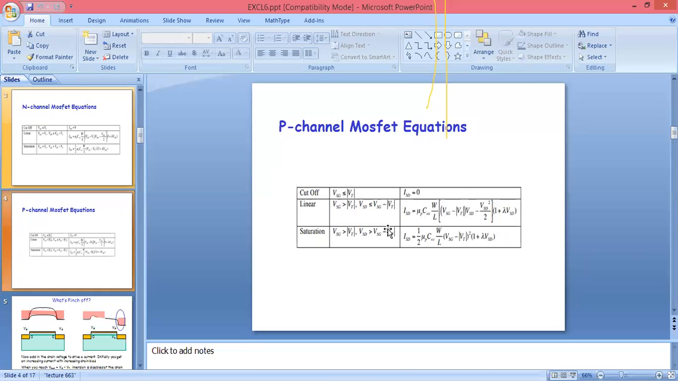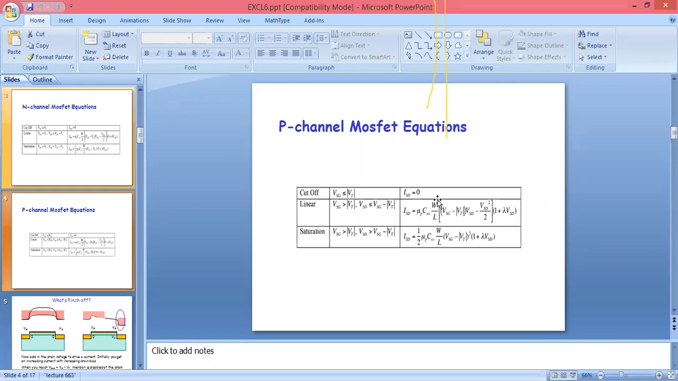If you are applying a value of VSG and VDS also, VSD, and if the value of source to drain voltage becomes greater than VSG minus VTH, then we will get saturation current, saturation drain current, output current. That's why we can call it the saturation output current. So we can derive these equations by using the hybrid model for the P-channel enhancement MOSFET.